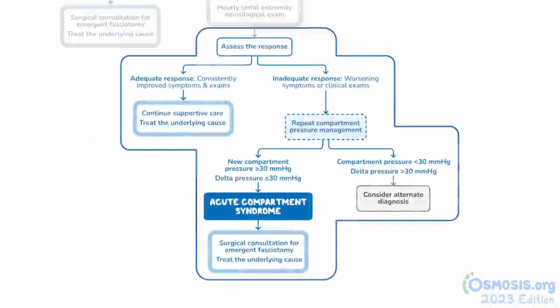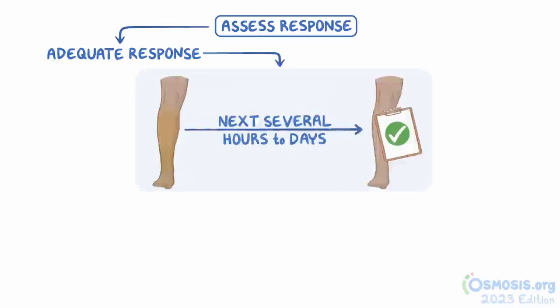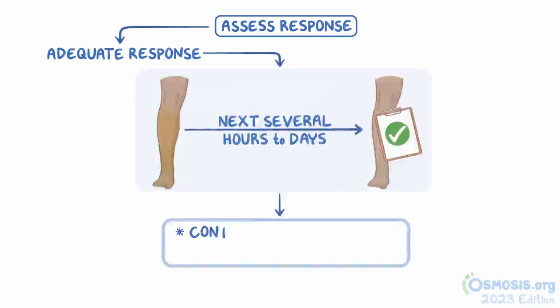Next, assess the patient's response to treatment. If the patient has an adequate response, where symptoms and exam findings improve over the next several hours to days, you can rule out acute compartment syndrome. Go ahead and continue supportive care and treat the underlying cause.